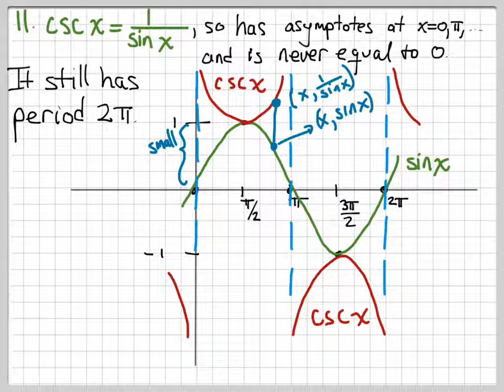The only time it touches is every time sine is 1, and that's because 1 divided by 1 is 1. And then down here it touches because 1 divided by negative 1 is negative 1. And so the graphs touch whenever sine is 1 or negative 1, but otherwise the graphs go off towards infinity, having asymptotes whenever sine is 0. It still has a period of 2 pi. Here we can see a total of 2 pi.